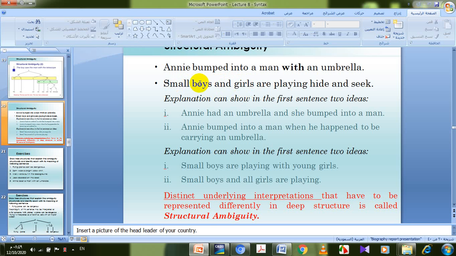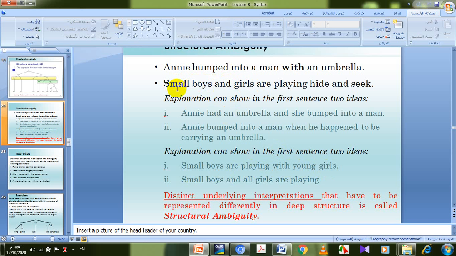So small might be for boys and girls, or small boys and girls. It means all girls. So small boys and girls are playing hide and seek. Small boys are playing with young girls. So small is for both, for boys and girls. Small boys and girls.